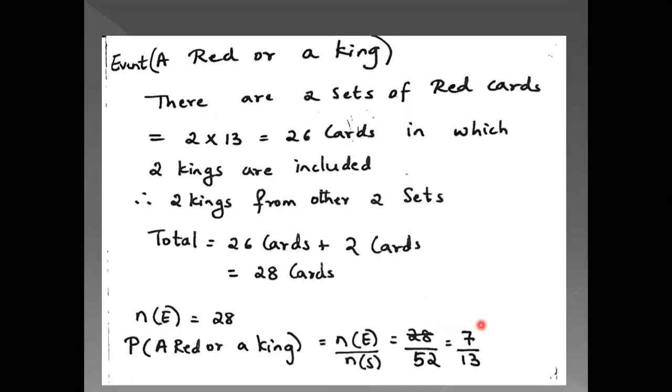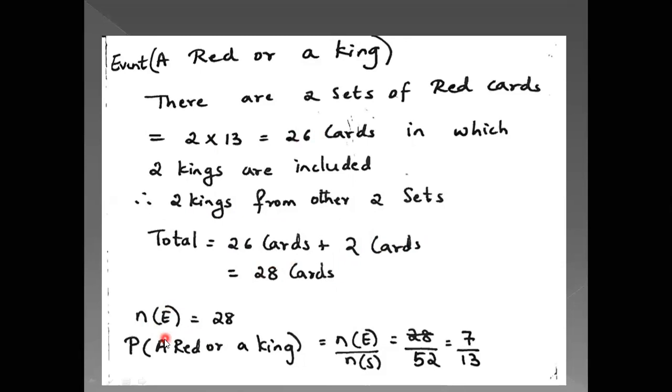Now, if you see the next, which is given, we have to find the probability of a red or a king. That means a red or a king, again the word or is there, means you have to include all red cards and you have to include all cards which have king as a face card. So there are 2 sets of red cards. So 2 13s are 26. 2 kings are already included here, means you have to include 2 kings from the other 2 sets. So 2 cards of king, the face card which has king on it. So 26 plus 2 becomes 28 cards total. So number of events is 28.